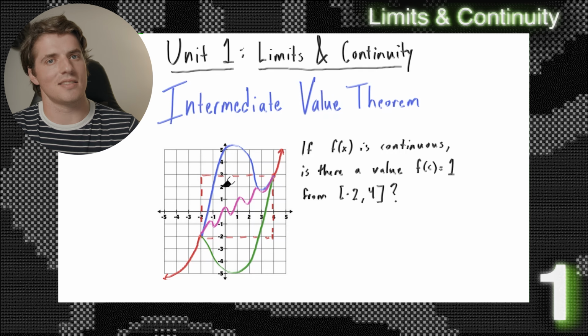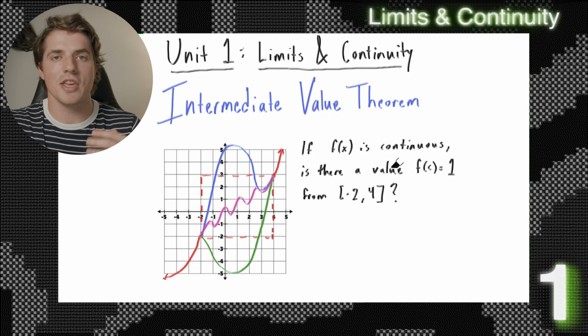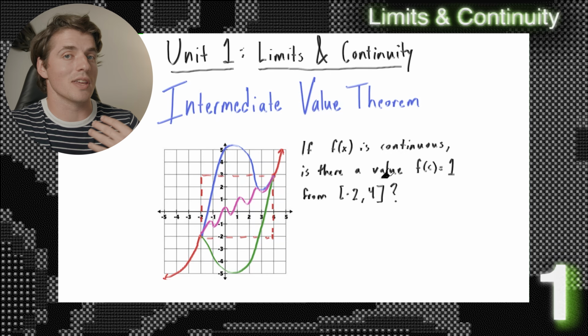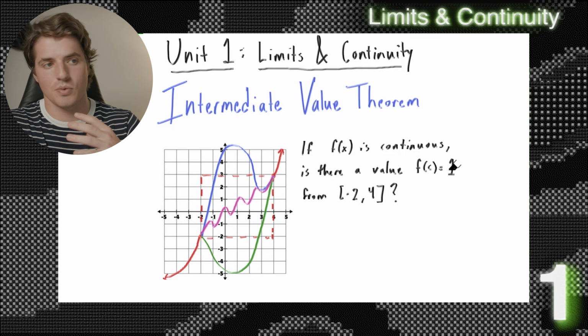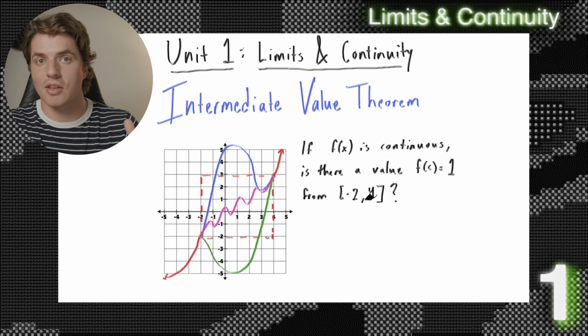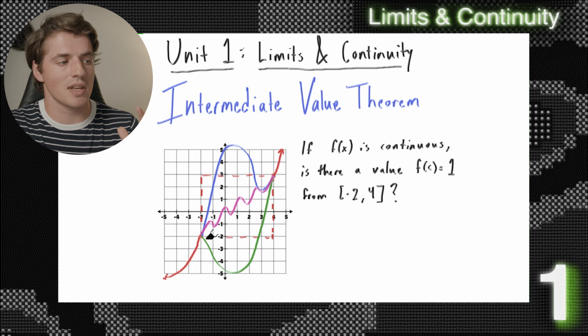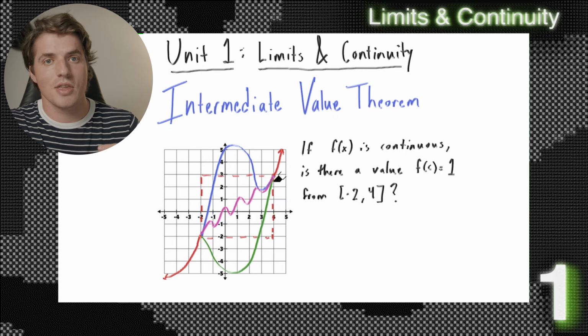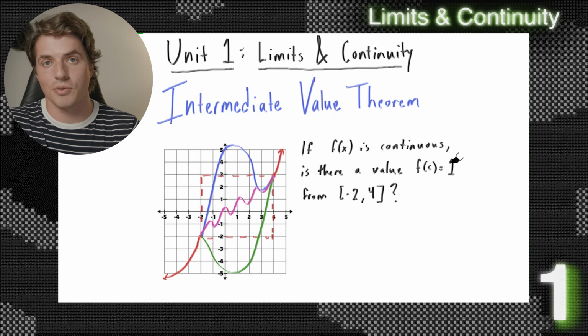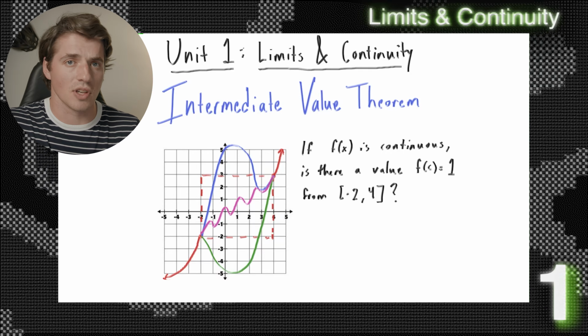So this is the intermediate value theorem. If f of x is continuous, we are guaranteed a value f of c equal to something in our range. So if we know that -2 is at -2 and 4 is at 3, then we're guaranteed a value of 1. So let's look at a couple of examples.